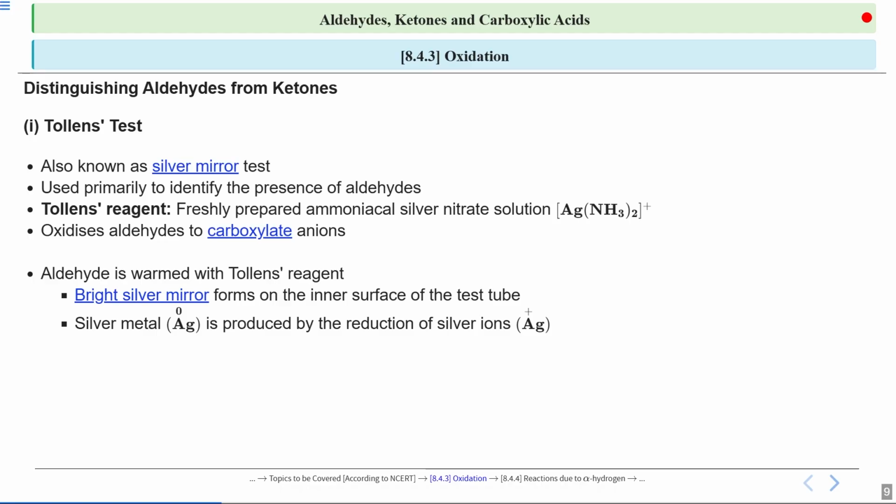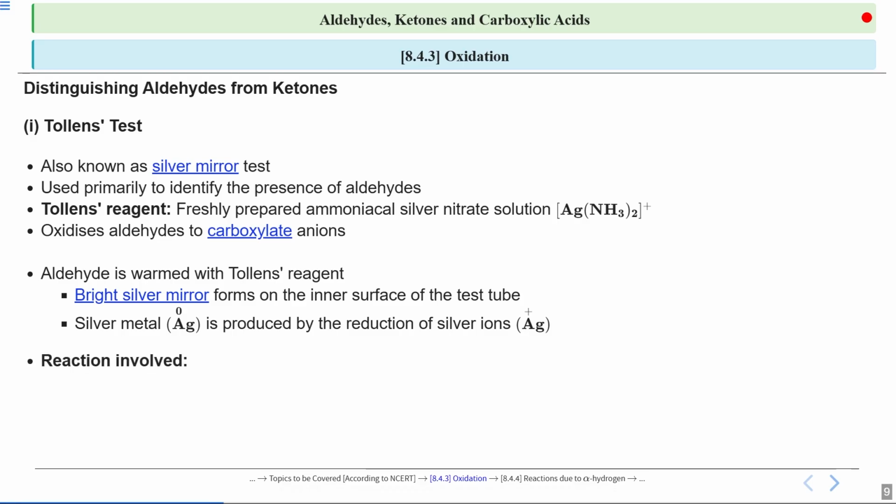The silver mirror forms because the silver ions are reduced to silver metal. This silver mirror is forming because the silver ions, Ag+, are getting reduced to silver metal. So what does this reduction indicate? It is a chemical change where the silver ions gain electrons. So basically it is a reduction process. Silver metal, Ag, is produced by the reduction of silver ions, Ag+.